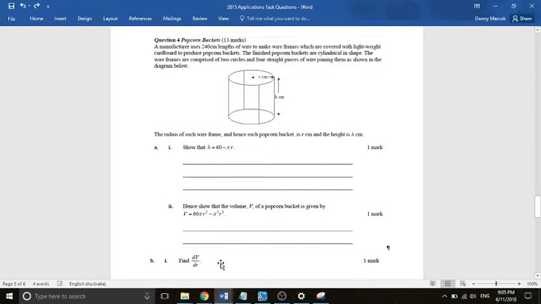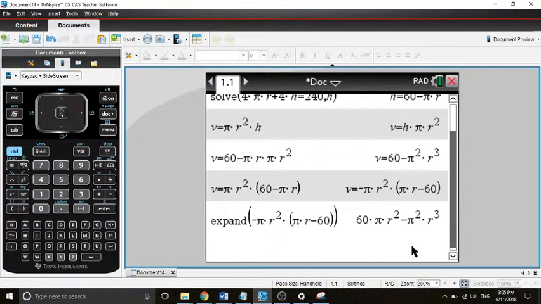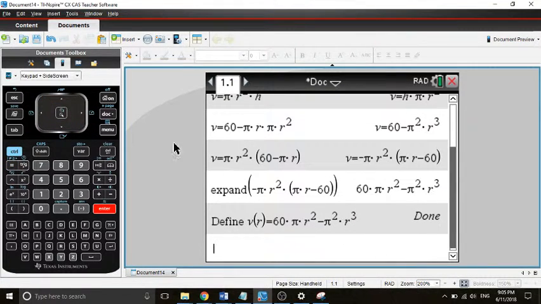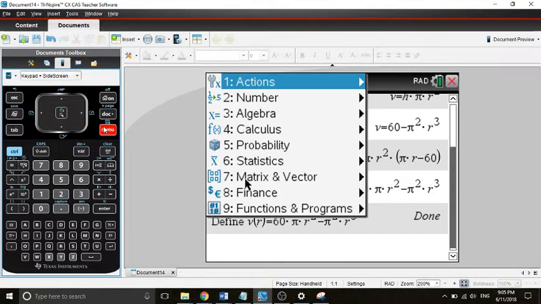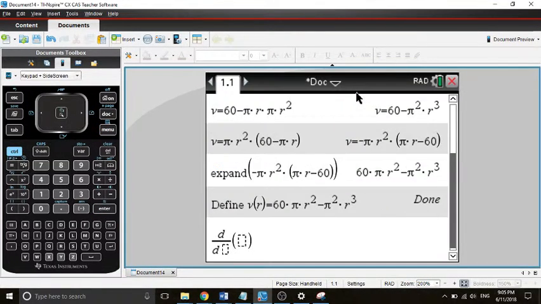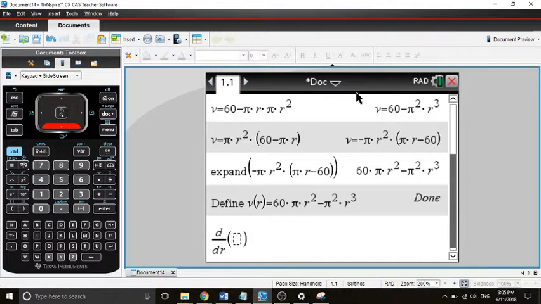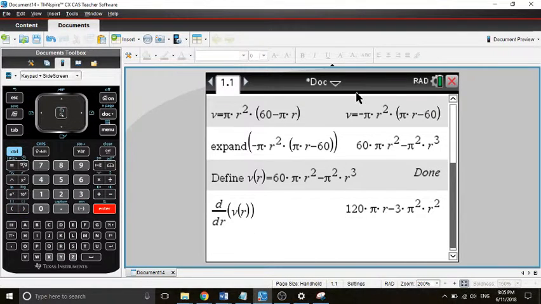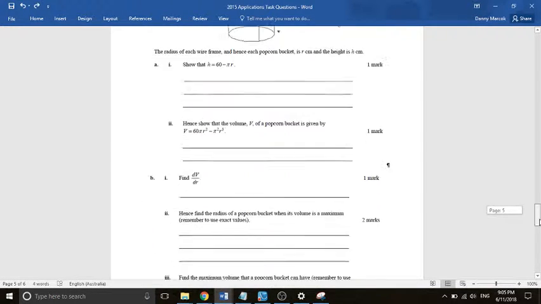Okay, now you want to find dV/dr. So now we've got our volume in terms of radius. We'll say define V of r equals this. And now we'll find a derivative. So menu, calculus, derivative, d/dr of V of r. And that looks about right. 2 times 60 gives us 120. So that's our derivative, and that's what we're writing down.